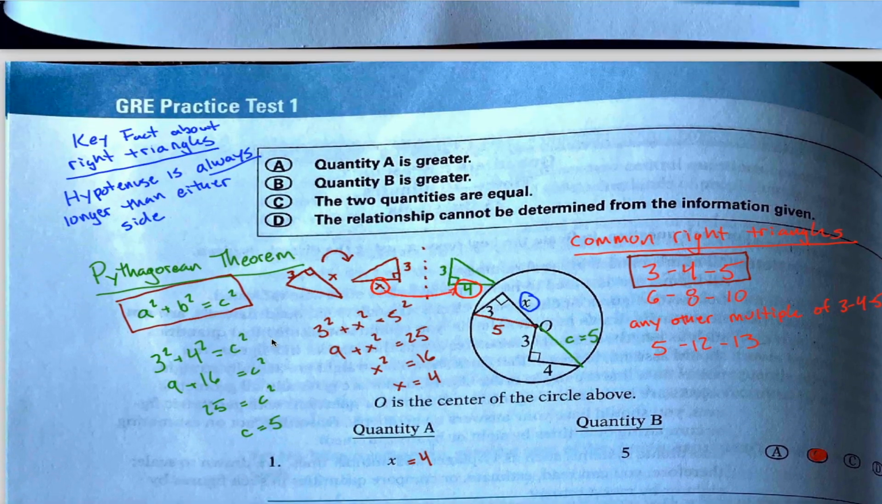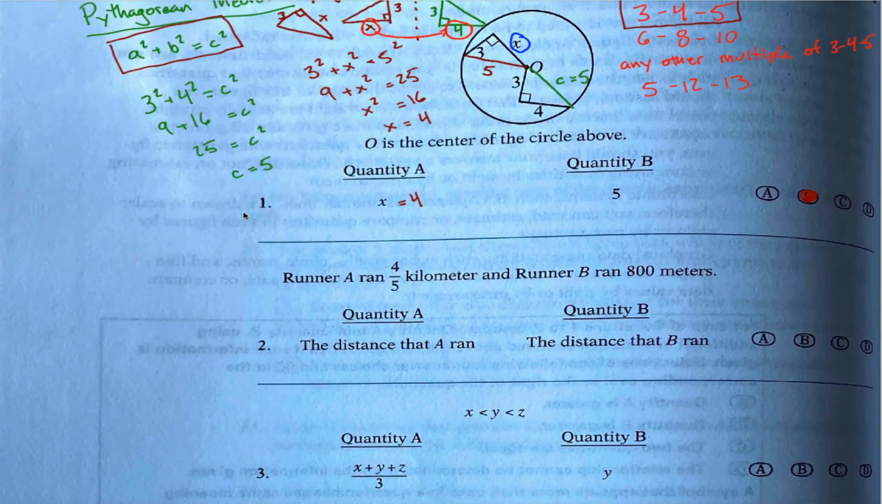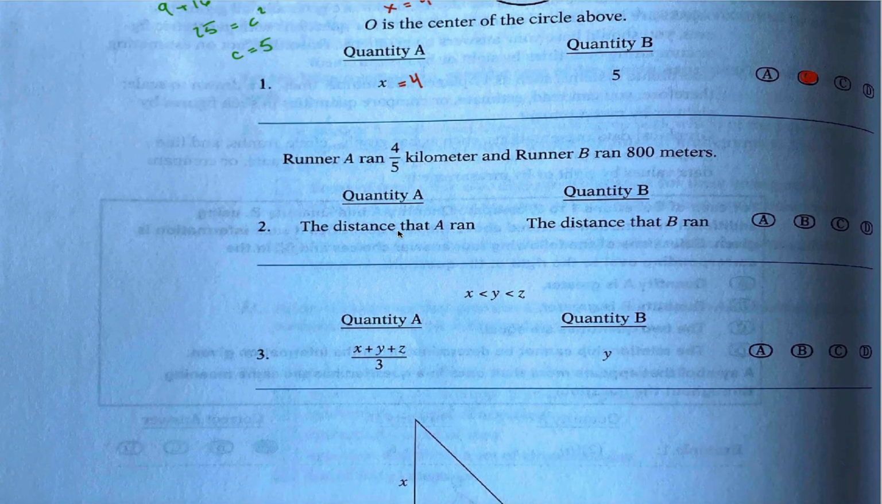All right, question 2 on GRE practice test 1. We're told that runner A ran 4/5 of a kilometer and runner B ran 800 meters, and we're supposed to figure out which is bigger, the distance that A ran or the distance that B ran. In other words, which is more, 4/5 of a kilometer or 800 meters?